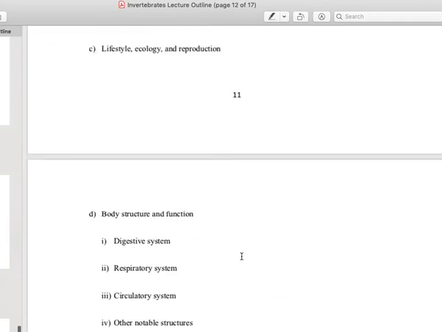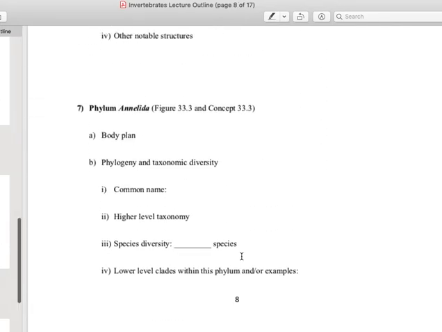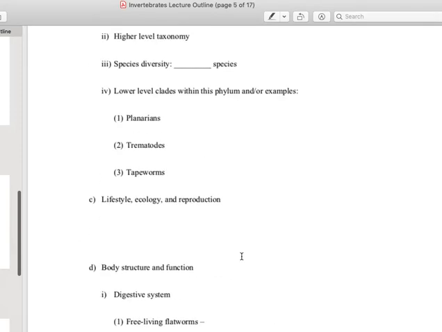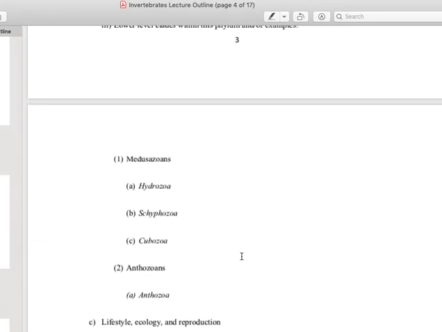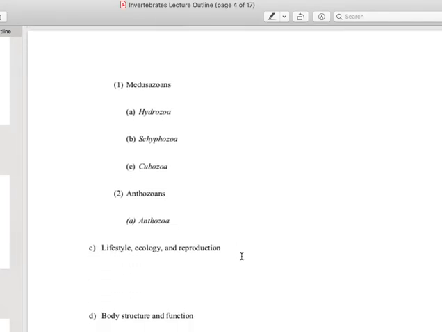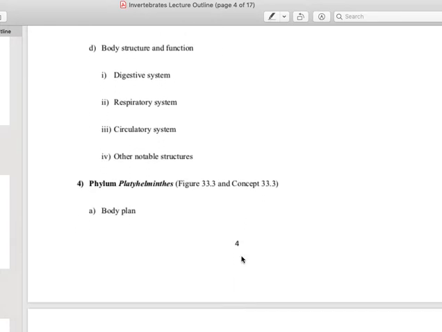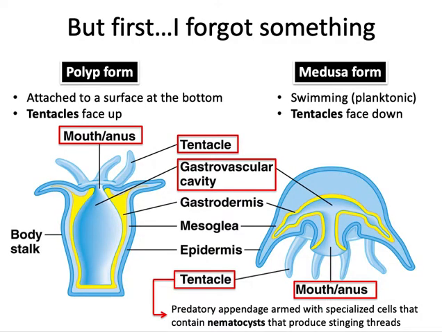The last thing that we talked about was the phylum Cnidaria. Here we go. And under body structure and function, we went over the gastrovascular cavity. We said they didn't have a respiratory or a circulatory system. And under notable structures, we talked about tentacles. But one thing that I neglected to talk about were nematocysts. So back to our slide here.